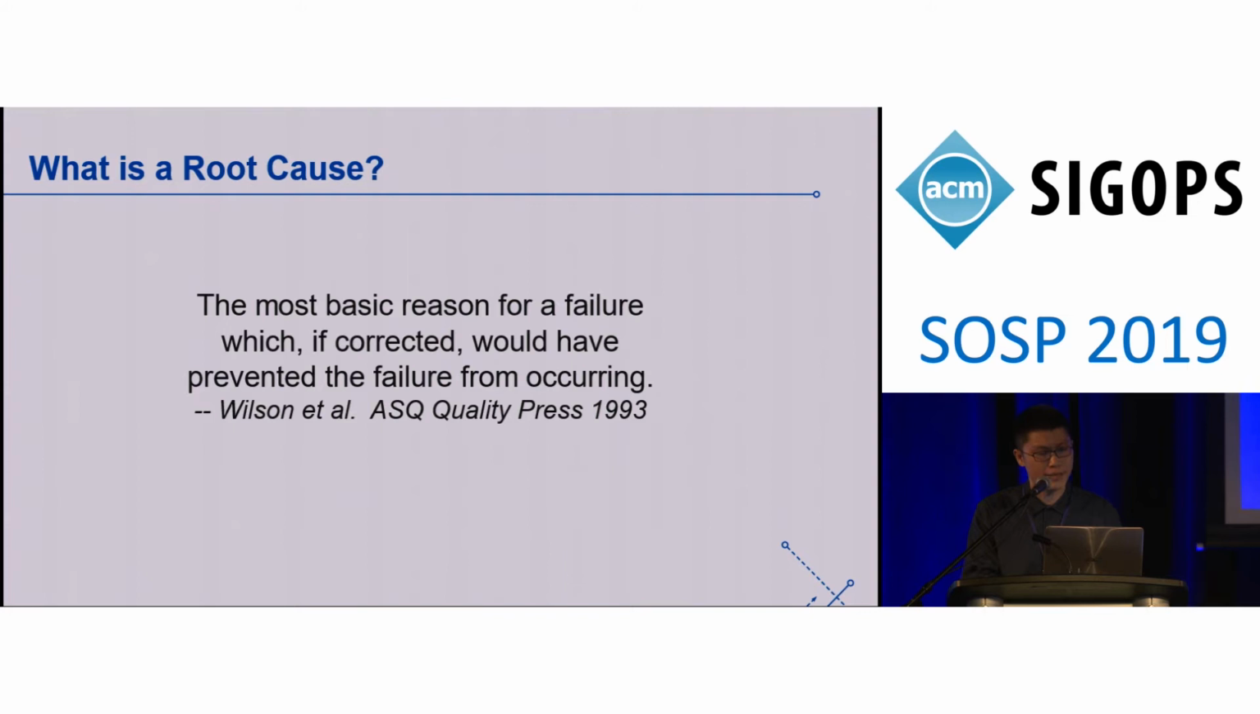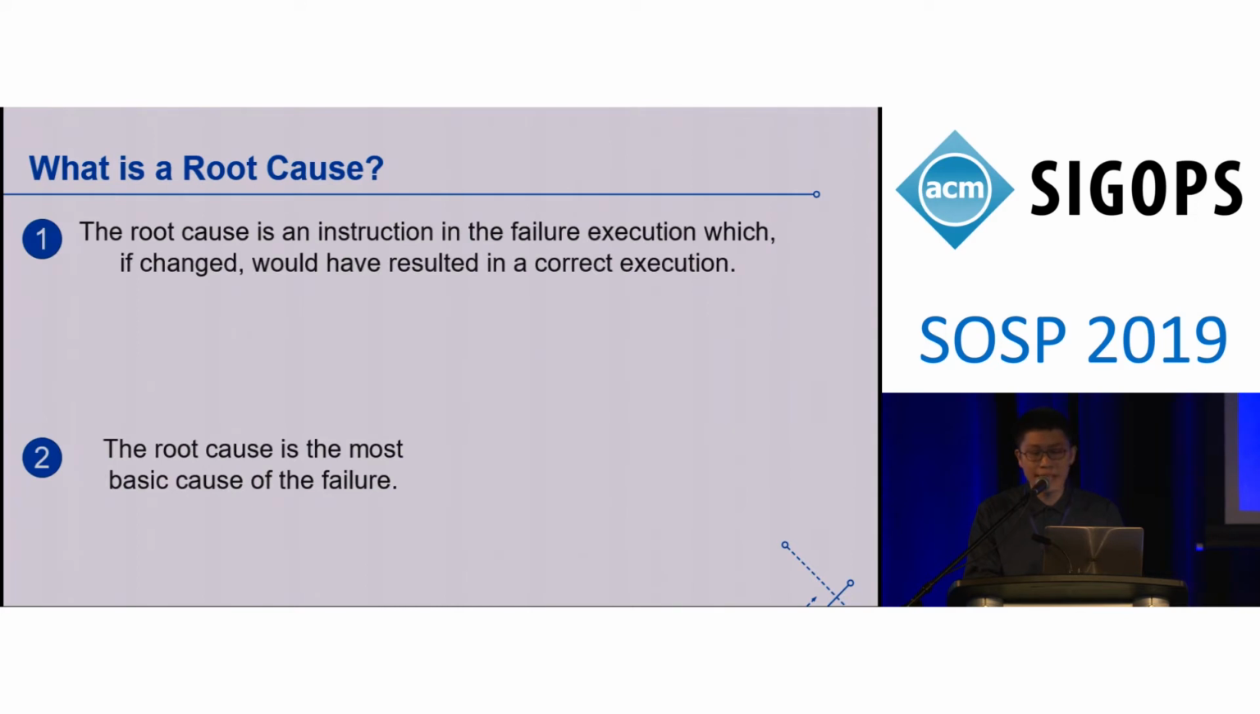The first question is, what is the root cause? We borrow a widely adopted definition from the field of quality control. Root cause is defined as the most basic reason for a failure, which, if corrected, would have prevented the failure from occurring. And then we adapt this definition to a software context. First, the root cause is an instruction in the failure execution, which, if changed, would have resulted in a correct execution.